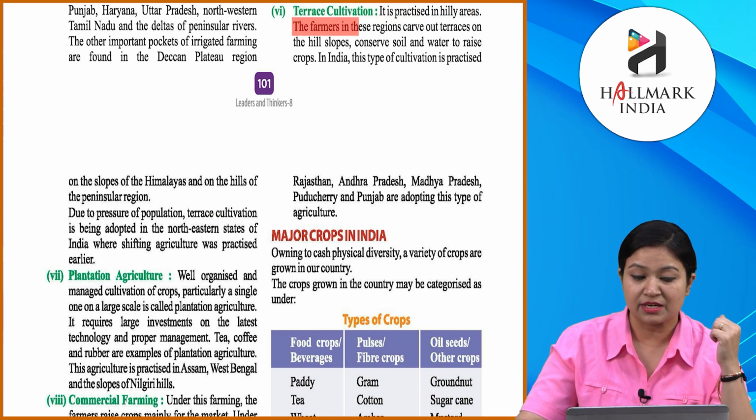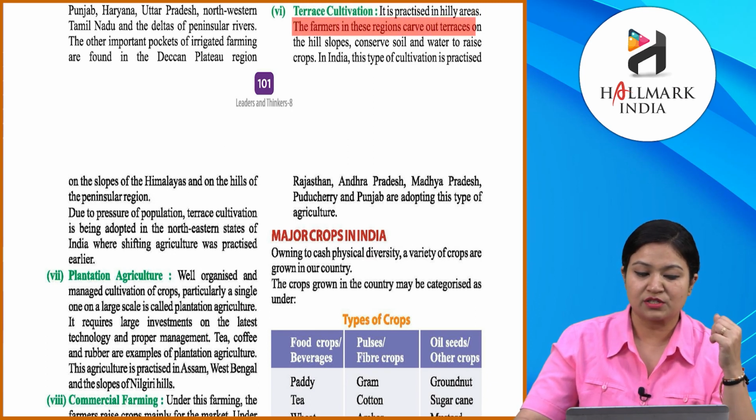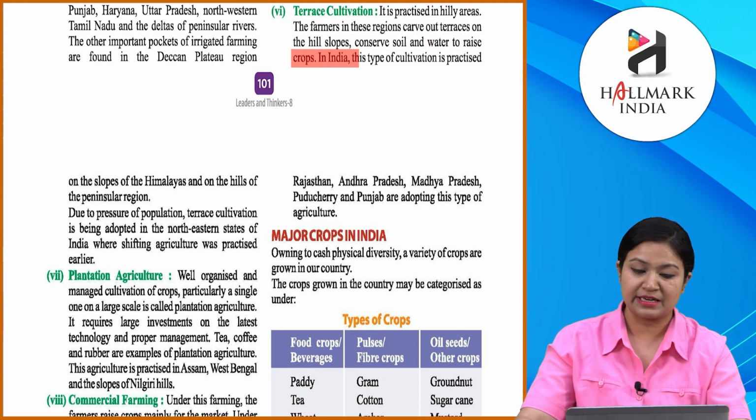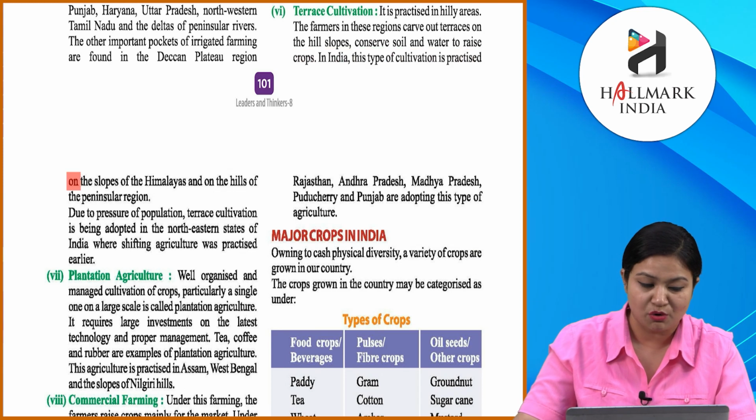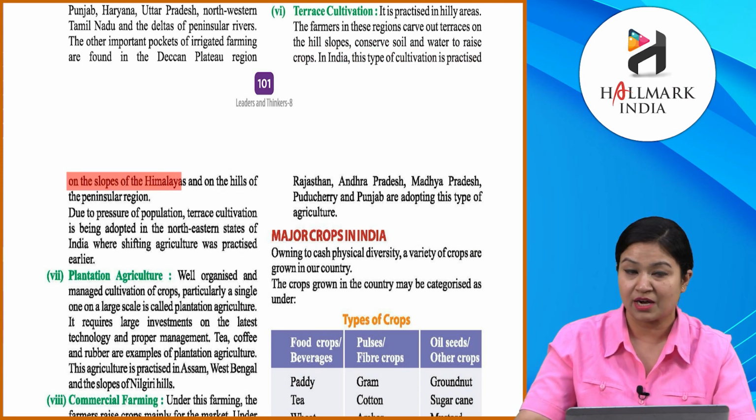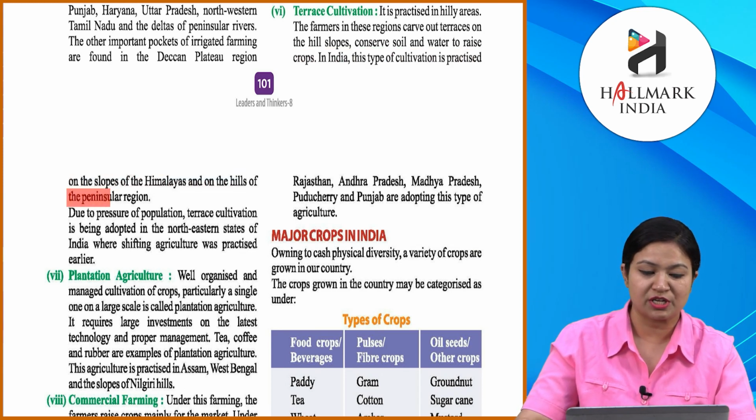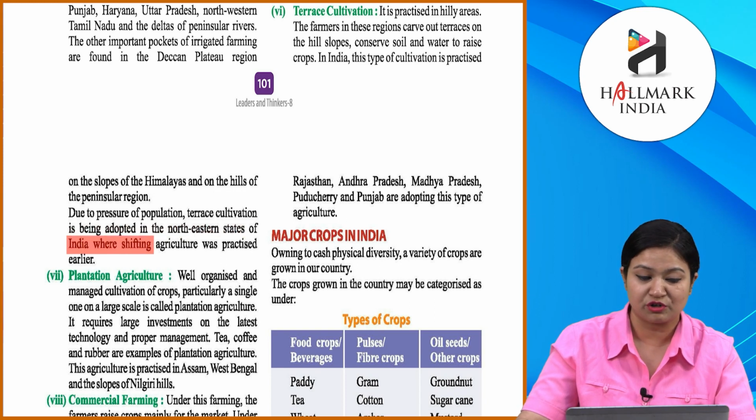Terrace cultivation, it is practiced in hilly areas. The farmers in these regions carve out terrace on the hill slopes, conserve soil and water to raise crops. In India, this type of cultivation is practiced on the slopes of the Himalayas and on the hills of the peninsular regions.